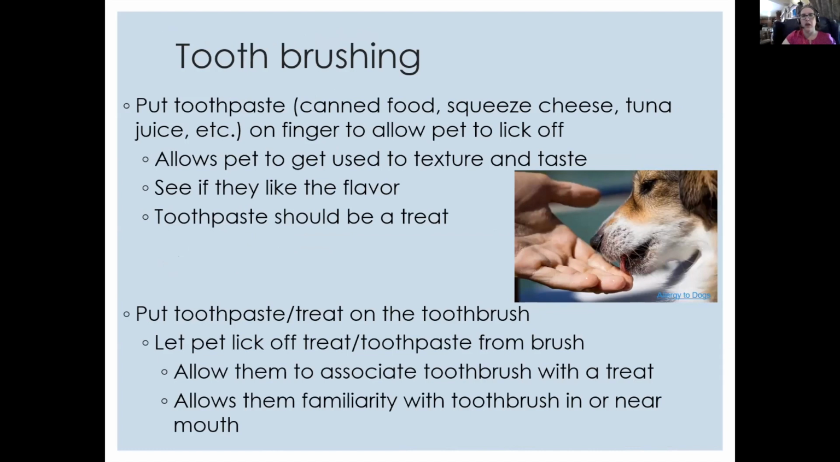And then after you let them lick it off your finger, go ahead and put it on the toothbrush. Let them lick it off the toothbrush, because now they can feel the bristles. Now they can feel the treat on the bristles, and it allows them to associate the toothbrush with the treat and gives them familiarity with the toothbrush in or near the mouth.